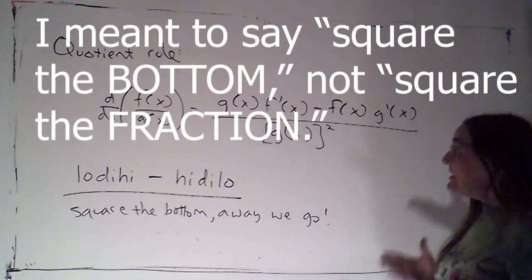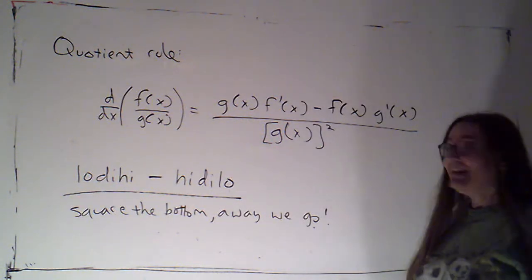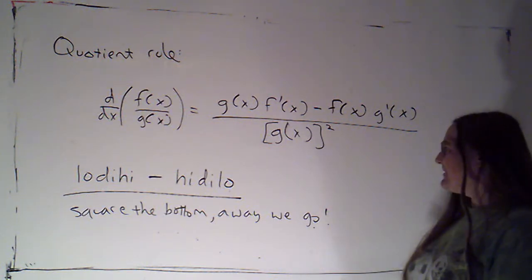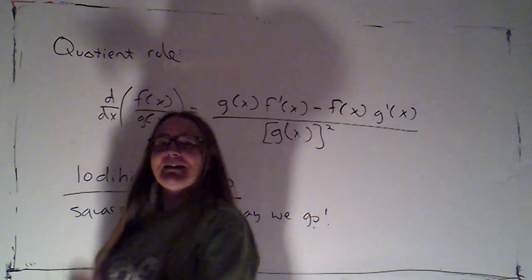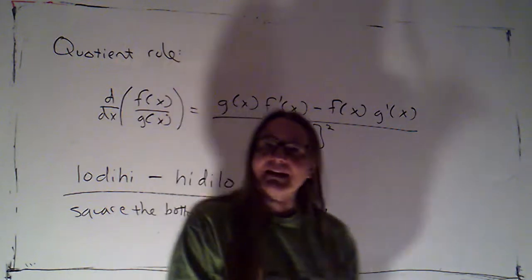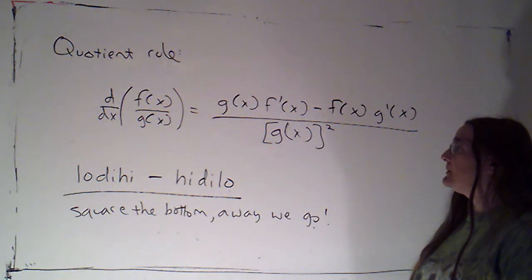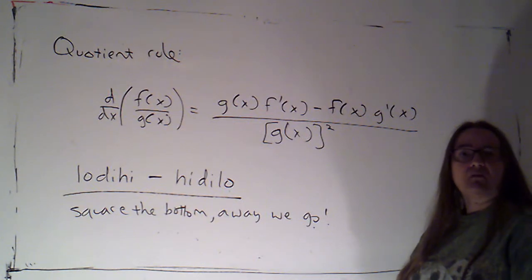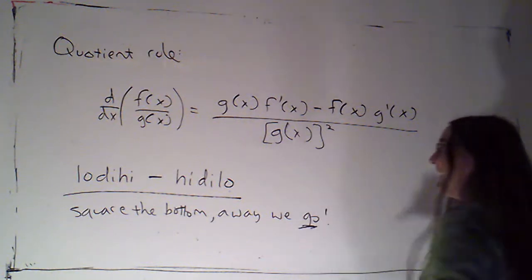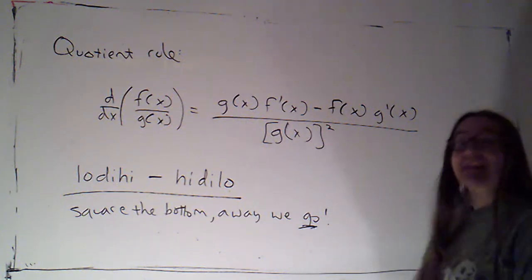Okay. Now, the beauty of that is because low rhymes with go, I remember what order I'm subtracting in. Because low d high minus high d low, square the bottom and away we go. Oh, there's a lilt in my voice and a spring in my step. Listen to how bad it sounds if I get it wrong. If I were to reverse that, high d low minus low d high, square the bottom, away we go. Doesn't rhyme. Doesn't feel right. So if I remember that it's away we go, I've got to rhyme with go. Got to be subtracting the high d low. Okay, that's the quotient rule.